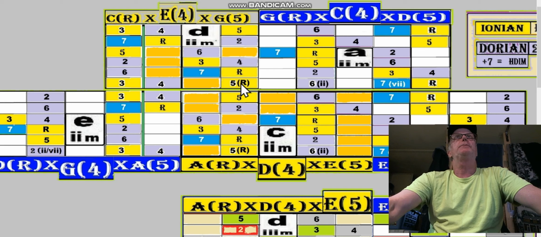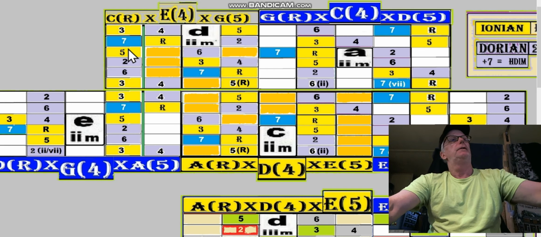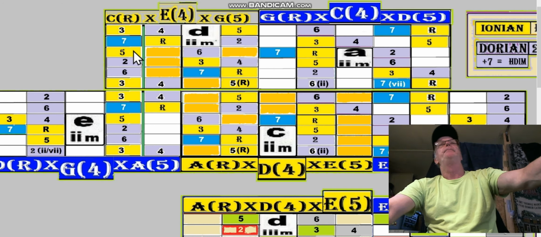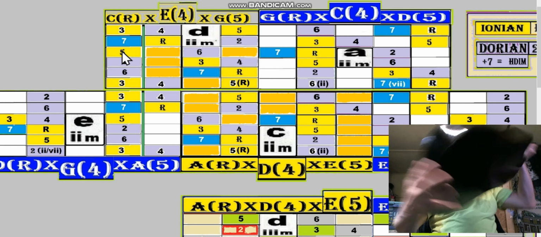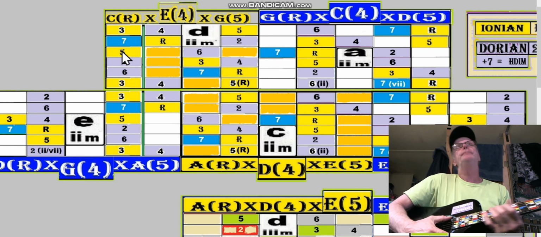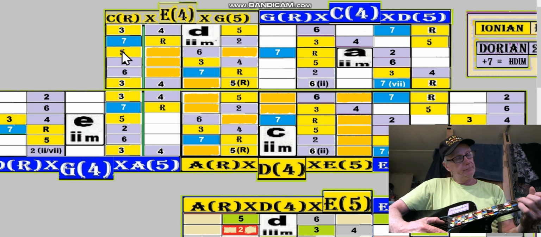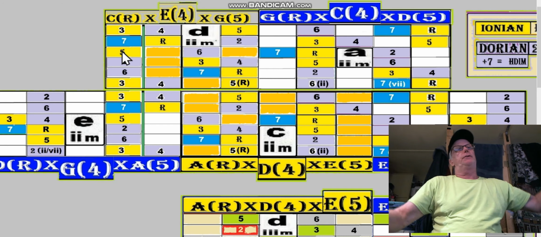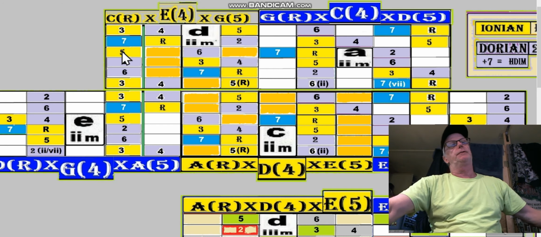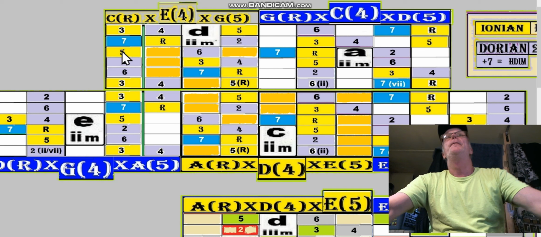So C-shaped root is 5 root, 3, 5 root, right? The top 4 strings: 5 root, 3, 5. Okay? That is second inversion. So C is always going to be in second inversion. You know? So in second inversion, if we do octave, we're doubling the fifth.